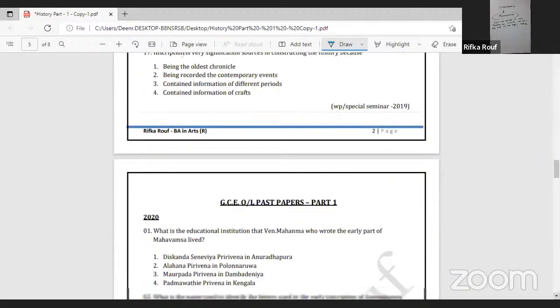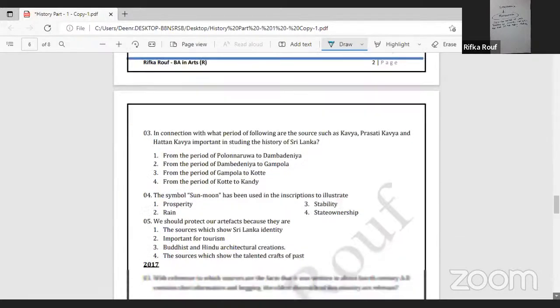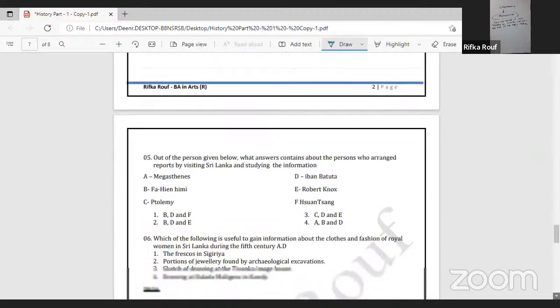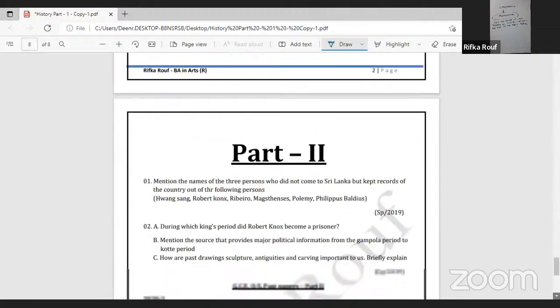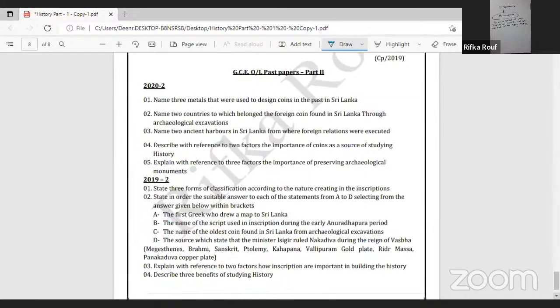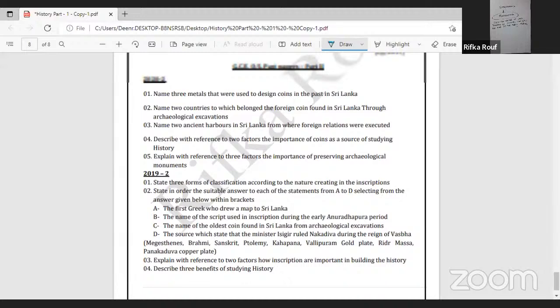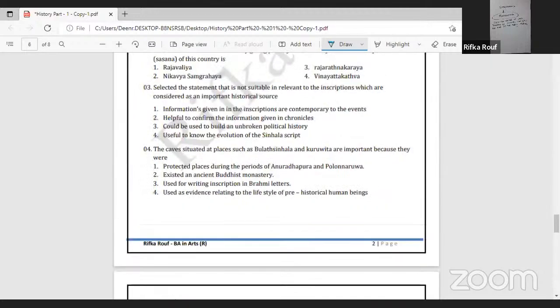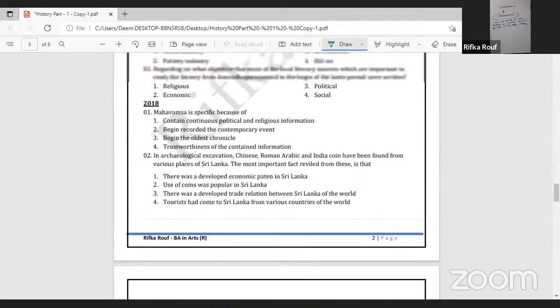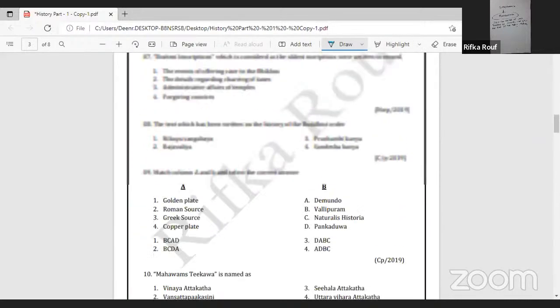After that, I have also included the MCQs of all the past papers. After that, part 2 starts, and then part 2 of these past papers as well as these provincial papers.